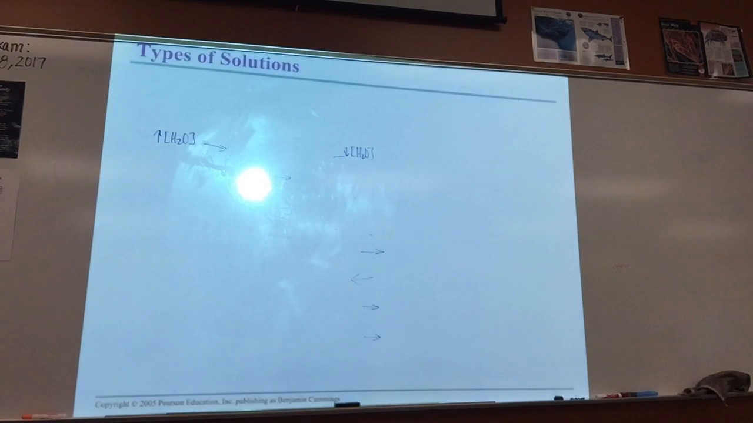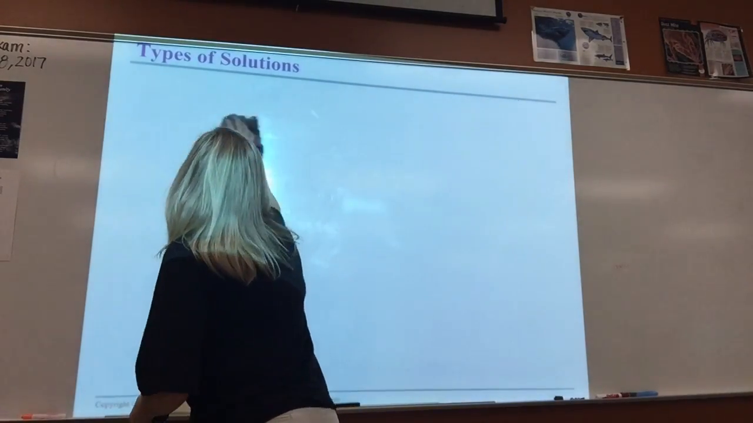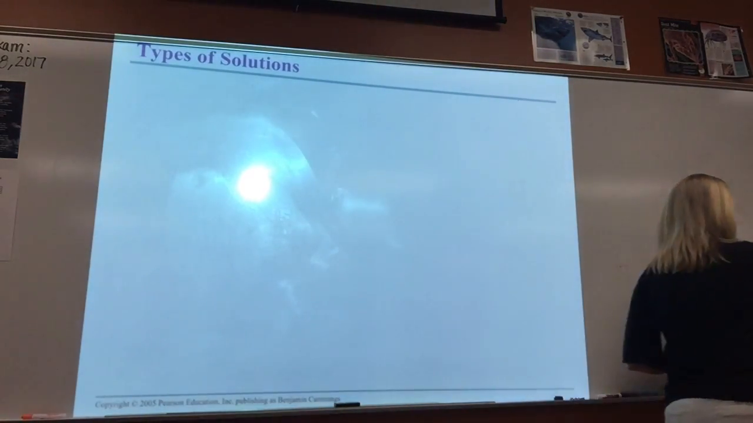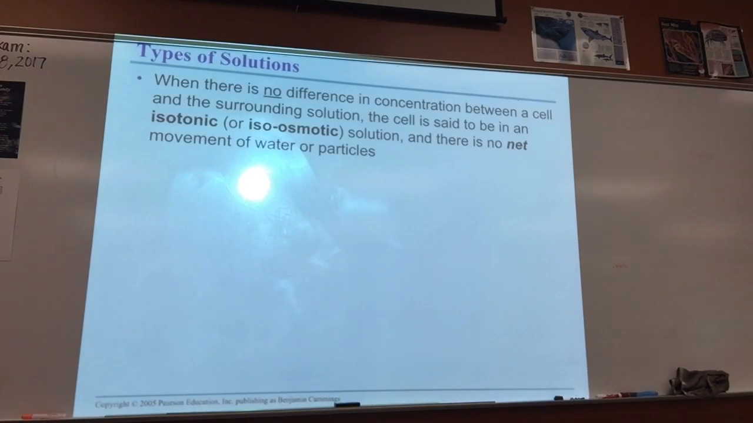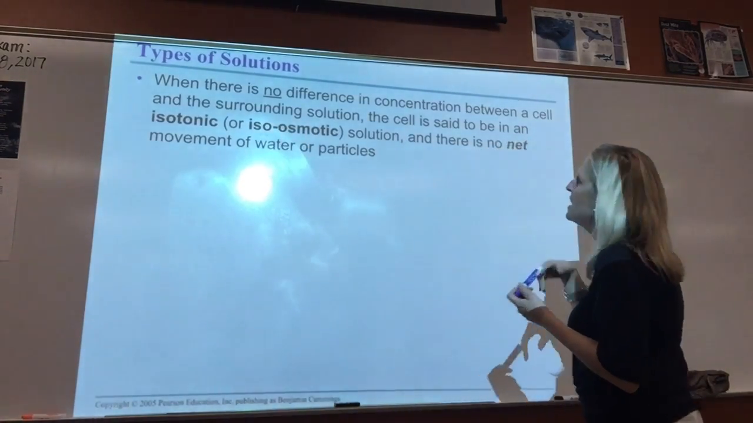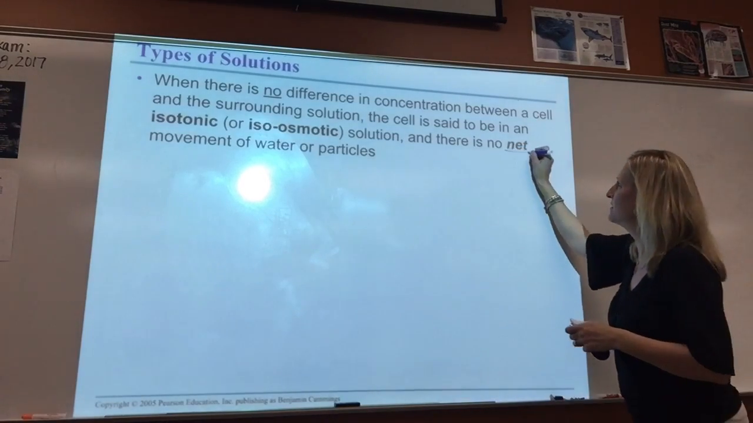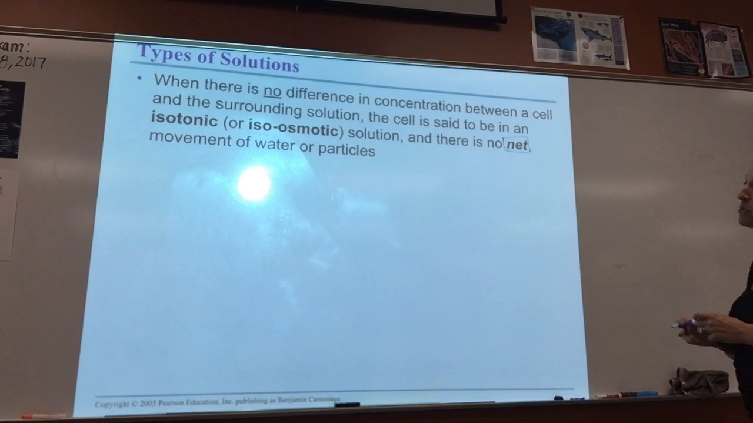So that is osmosis. So when looking at different situations in which osmosis can occur, there's some vocabulary in terms of solutions that I want to introduce to you. When there's no difference in concentration between a cell and the surrounding solution, the cell is said to be in an isotonic, or sometimes called isoosmotic, solution, and therefore there's no net movement. Again, that doesn't mean there's no movement, but no net movement of water or particles.